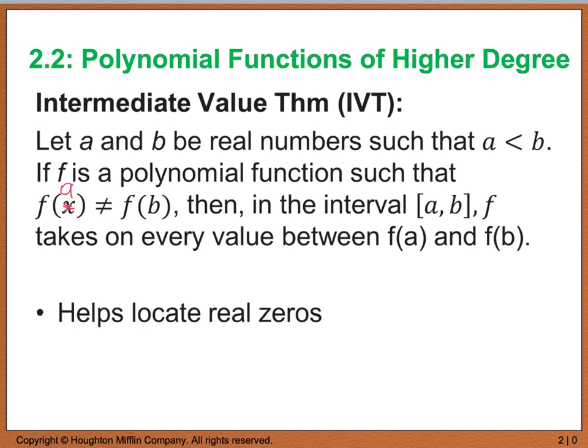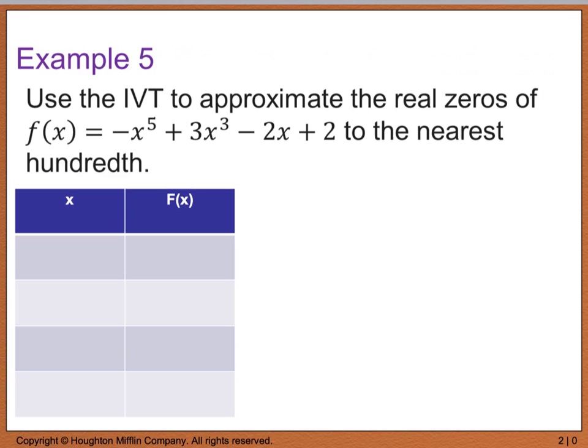So in order to see how this helps locate our real zeros, it falls back to that sign change idea. If you evaluate your function at random values and you go from positive numbers to negative numbers or negative numbers to positive numbers, you know that you've crossed the x-axis. So example 5 says to use the intermediate value theorem to approximate the real zeros of f of x equals negative x to the 5th plus 3x cubed minus 2x plus 2 to the nearest hundredth.